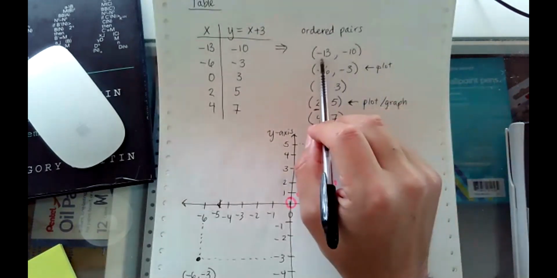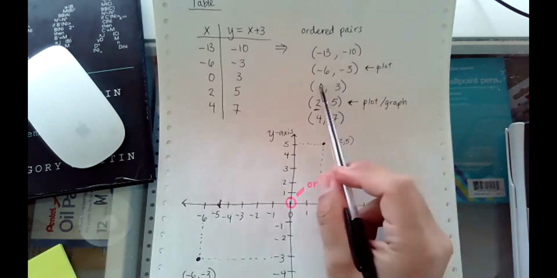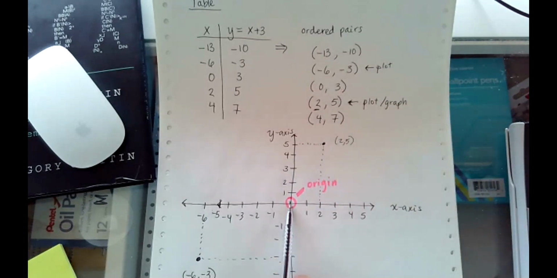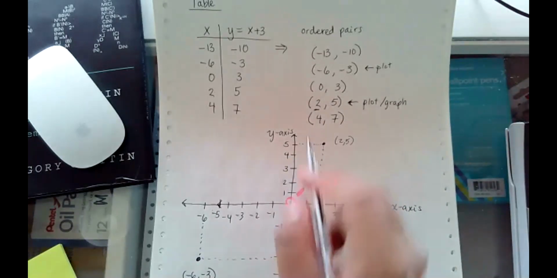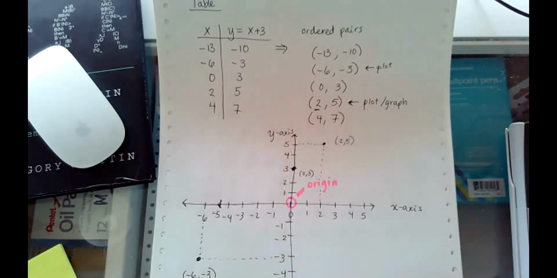Okay, well, let's see about plotting some of these other ones. I don't know if I want to plot this -13, -10, just because I don't have enough space. But 0, 3, you'd start at 0, so that's the x value. +3 would be up 1, 2, 3, so we'd be plotting right there. That's 0, 3. You guys okay with that? 0 in the x direction means you stay right in the middle, and then 3 in the y direction means you go up to +3.